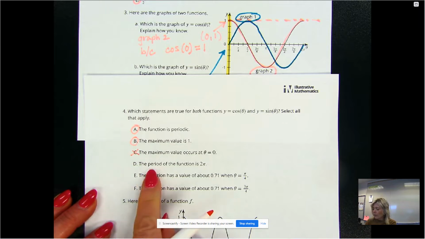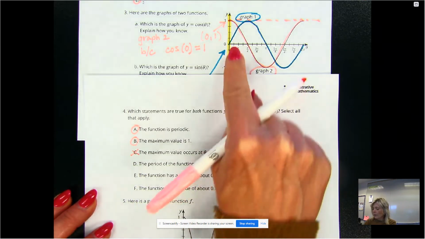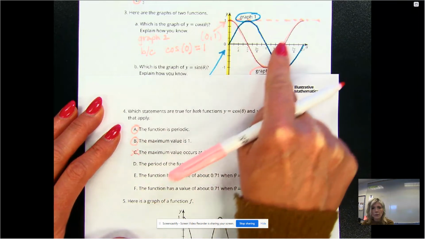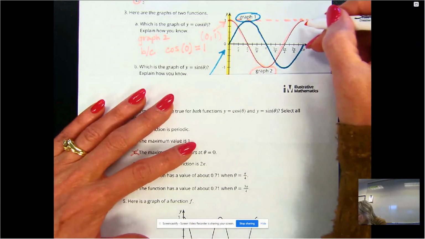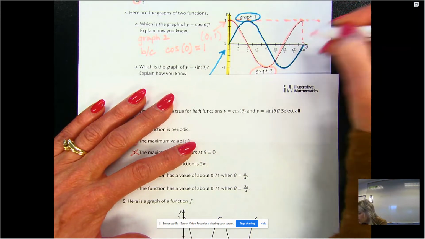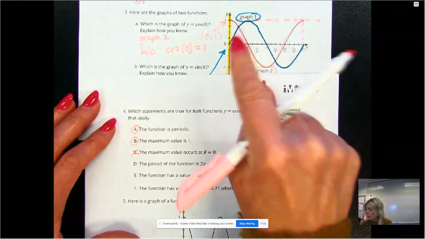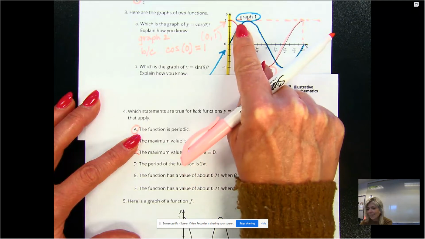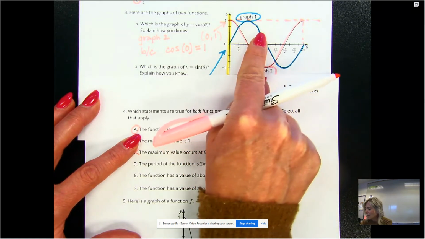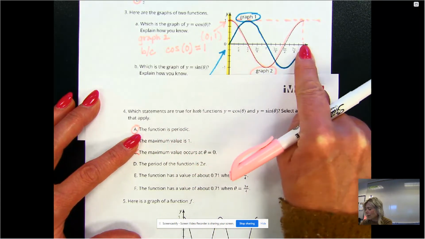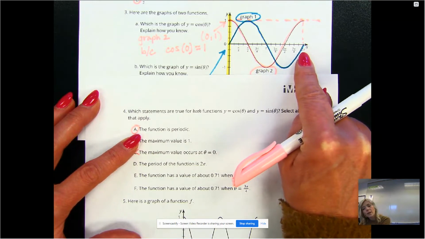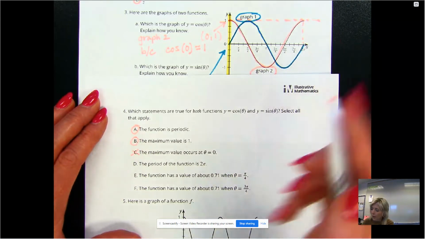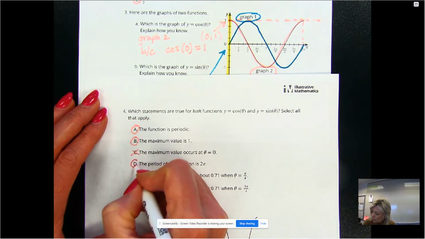The period of the function is 2 pi. Cosine, here's the beginning of the cycle, here's where it ends. The period is 2 pi, so true for cosine. For sine, here's where the cycle starts, and then maximum, minimum, and back to where it started. Also, in a horizontal distance of 2 pi, so it also has a period of 2 pi. So circle D, true for both.